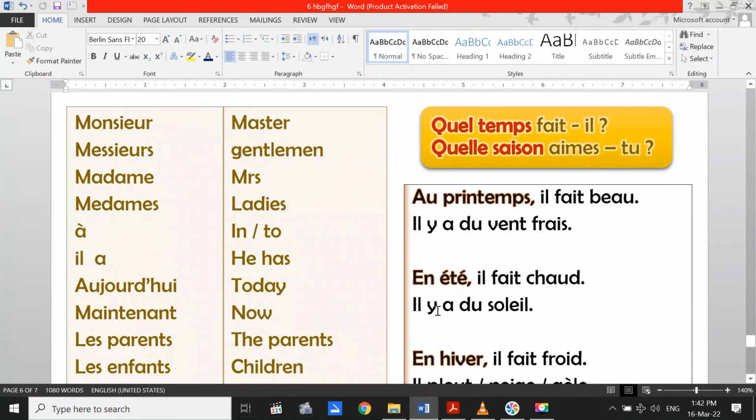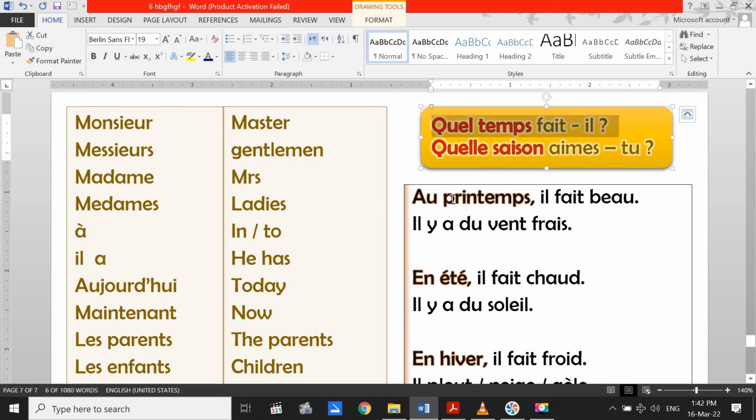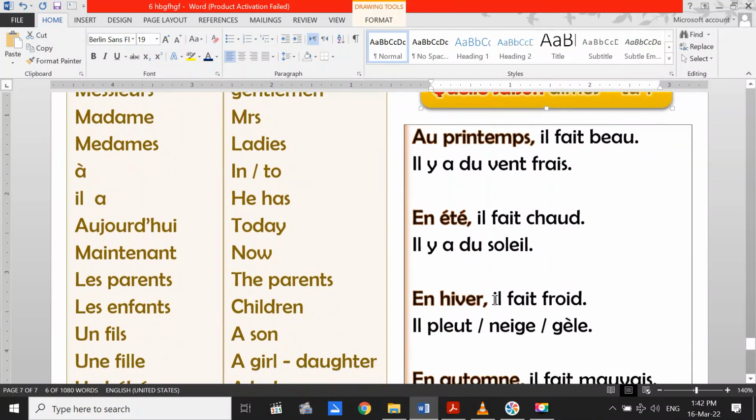These questions can be in the oral exam. I can ask you, quel temps fait-il? What is the weather? Or quelle saison aimes-tu? What season do you like? Or en quelle saison sommes-nous? In what season are we? So pay attention, we can ask about the season, we can ask about the weather. It can be in the written exam, in the final exam too. I can ask you this question and you have to answer with one of these options as you like.